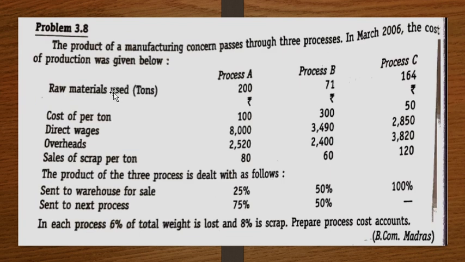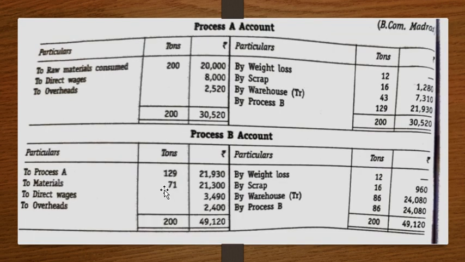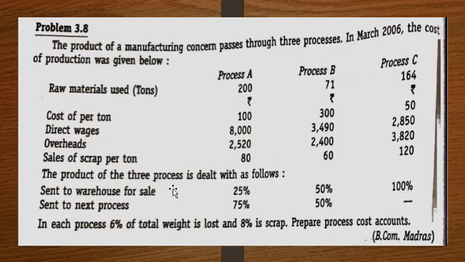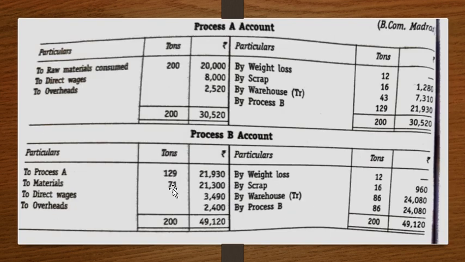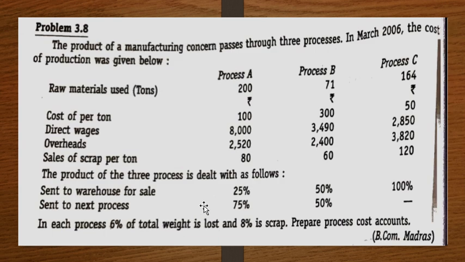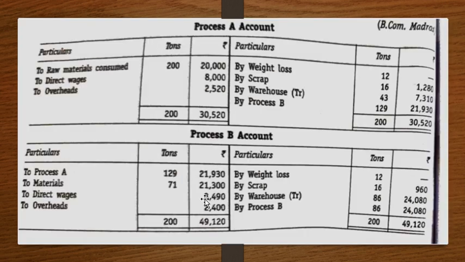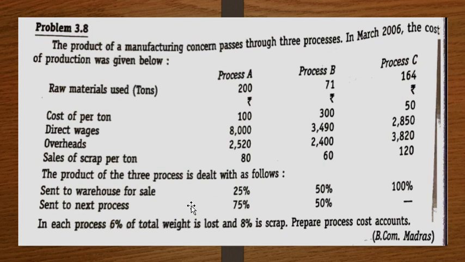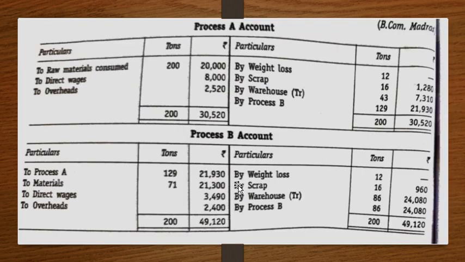In the question we have the other input expenses like direct wages, raw materials introduced for process B is 71 tons. Cost per ton is also given, which is 300. So that is your material expenses. Then we have direct wages and overheads, which is 3,490 and 2,400. So we will be taking that 71 tons into 300 per ton will give you 21,300. Next we have direct wages, which is 3,490, also recorded here. Then we have overheads, which is 2,400, also recorded here. So this is your total input column, total number of tons and total cost in your input.